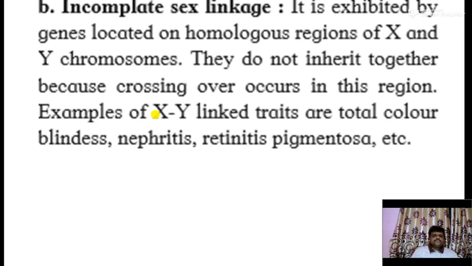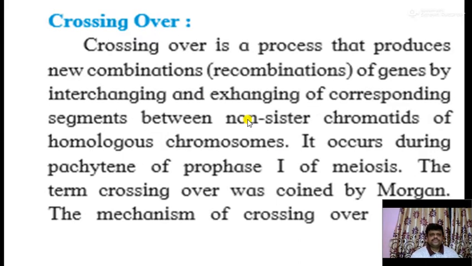This type of phenomenon is known as incomplete sex linkage. For example, X and Y linked traits are total color blindness, nephritis, retinitis pigmentosa, etc. These are a few examples of incomplete sex linkage.